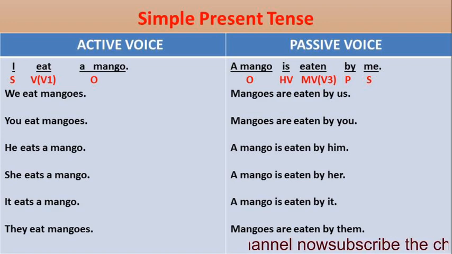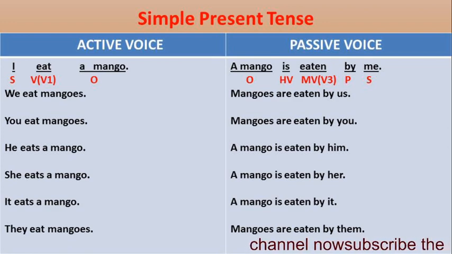He eats a mango. A mango is eaten by him. She eats a mango. A mango is eaten by her. It eats a mango. A mango is eaten by it. They eat mangoes. Mangoes are eaten by them. This is all about how sentences are structured in simple present tense.